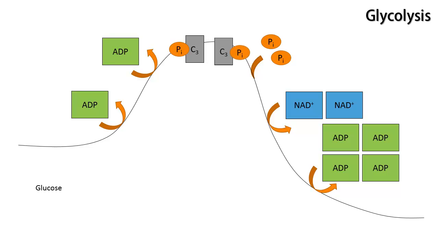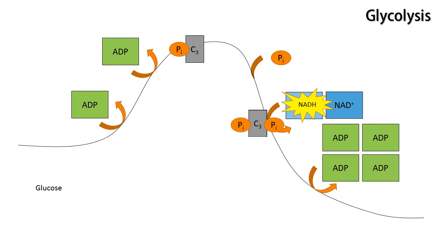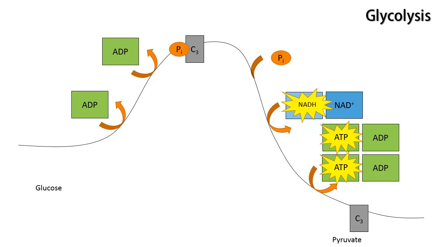One at a time, we'll take those down the hill and regain our energy. At the first stop, another phosphate is added to this carbon-3 backbone. We stop again, and in this stop we turn an NAD plus into an NADH. That oxidizes the carbon-3 backbone and reduces the NAD plus. At the last stop, one of the phosphates is released to turn an ADP into an ATP, and the last phosphate is released to turn another ADP into an ATP. What we have left is just a bare carbon-3 backbone, which is called a pyruvate. This molecule will be used in the citric acid cycle.